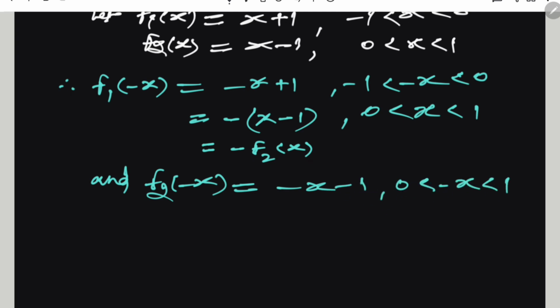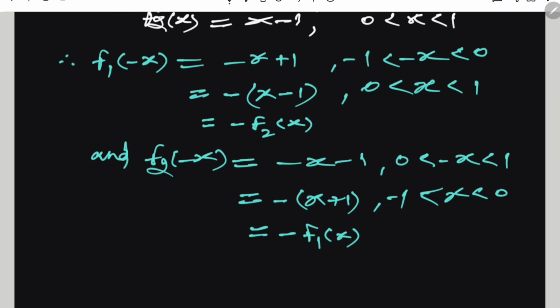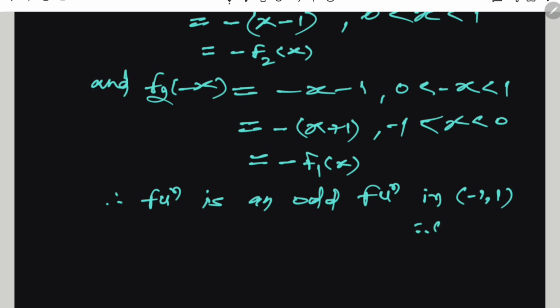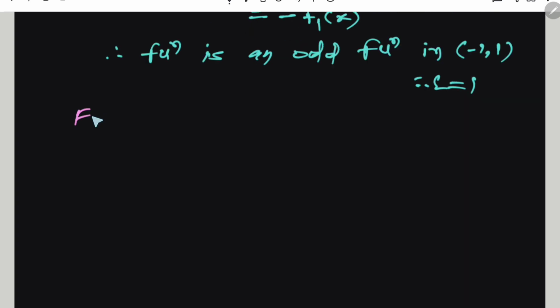And for the second function f2 of x, we replace x by minus x, and we get f2 of minus x as minus x minus 1 for 0 less than minus x less than 1, which is minus of (x plus 1) for minus 1 less than x less than 0. It is minus of f1 of x, and therefore the function is odd in the interval minus 1 to plus 1.